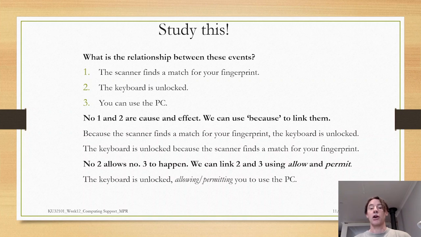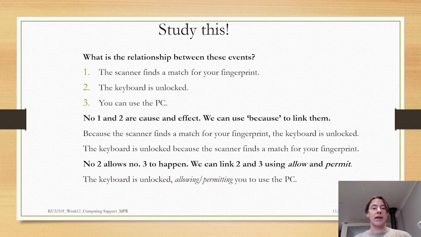We can use because to link them. You'll notice that because is at the start of the sentence and it links the cause and the effect with a comma. Because the scanner finds a match for your fingerprint, the keyboard is unlocked. We can also say the keyboard is unlocked because the scanner finds a match for your fingerprint.